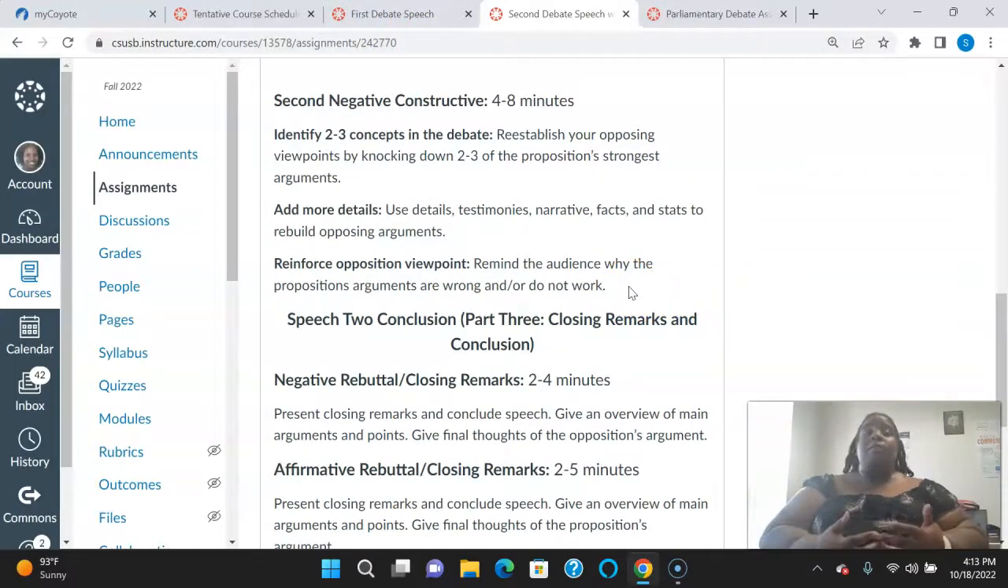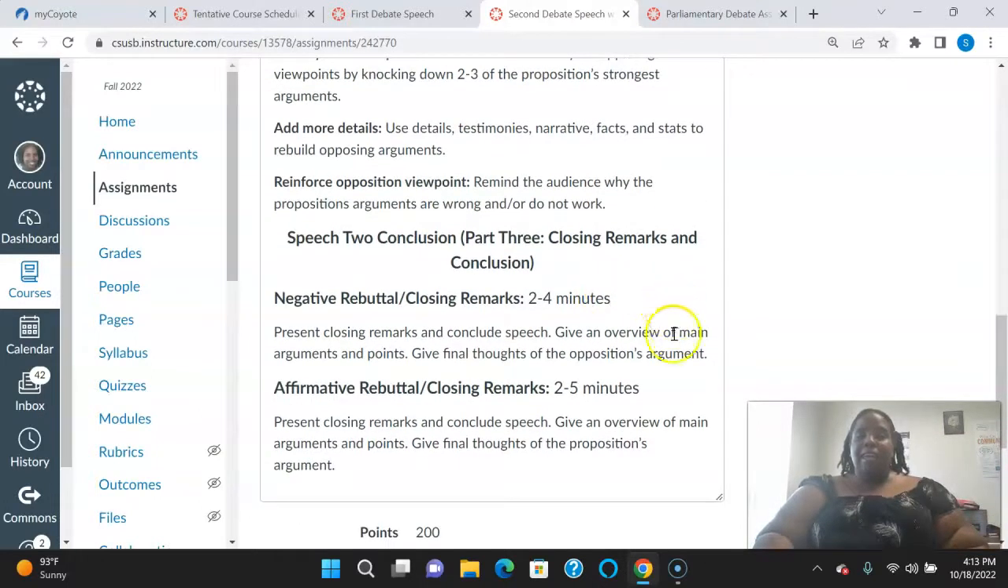Then finally, reinforce the opposition. So in the example, you will be opposed to giving college students forgiveness on student loans. So that would be the opposition. So you will reinforce and explain why that shouldn't be. And you're going to give your closing remarks. So similar to the policy speech, you will have your information and then conclude. Have your recap and then conclude.